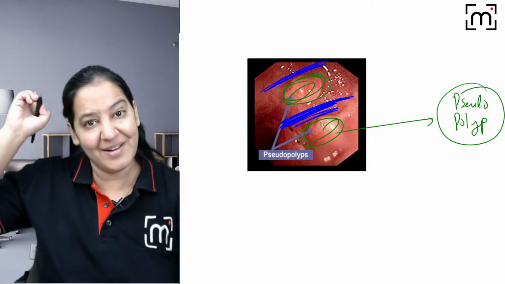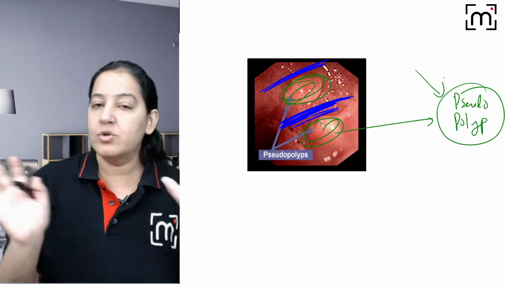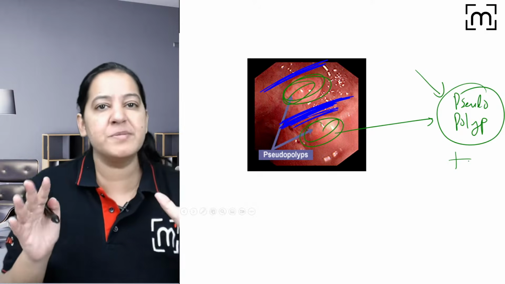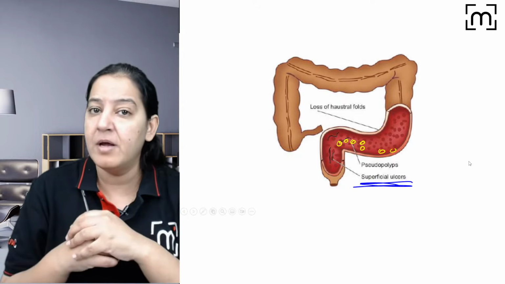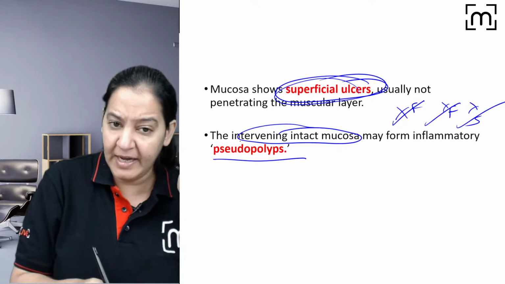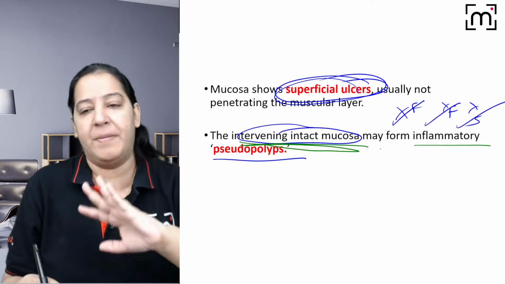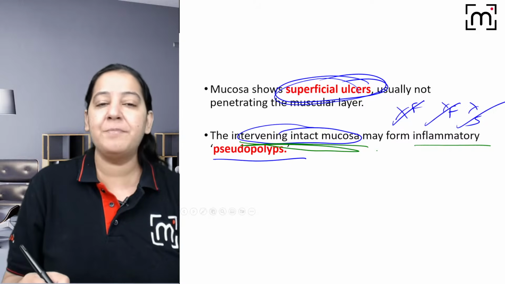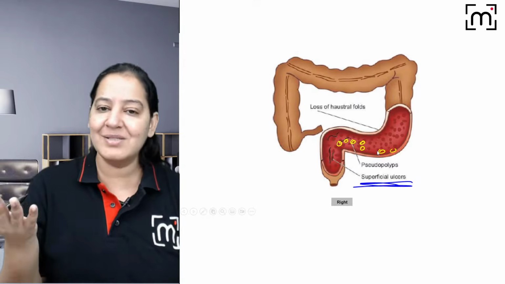And the same thing in CD was known as cobblestone appearance. Here the same thing is known as pseudopolyp. So don't say cobblestone appearance here. Here say pseudopolyps are present. So pseudopolyps are a typical finding of UC, not CD. Give me a thumbs up. And what is pseudopolyp? The intervening intact mucosa gets inflamed and swelled. It looks like a polyp but is not a polyp. It is known as pseudopolyp. Give me a thumbs up. Come on, you got it. Padmavati, Priyanshi, Osama, Ram, others, Amir, you got it. So that is known as pseudopolyp.